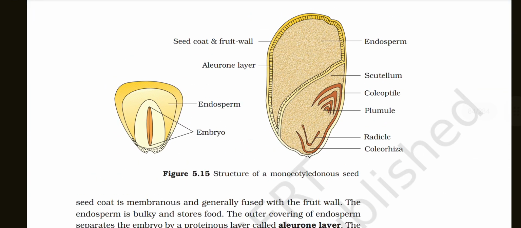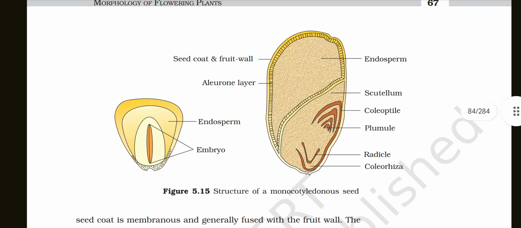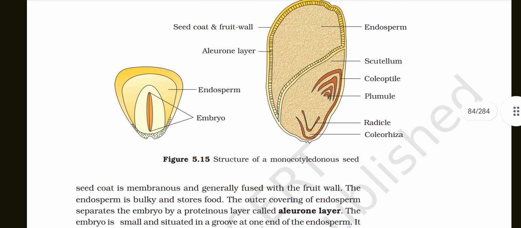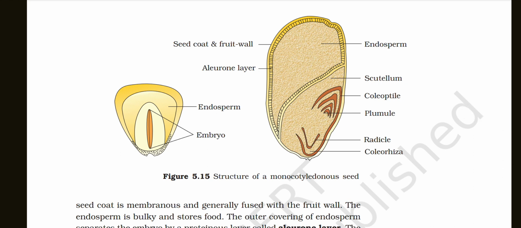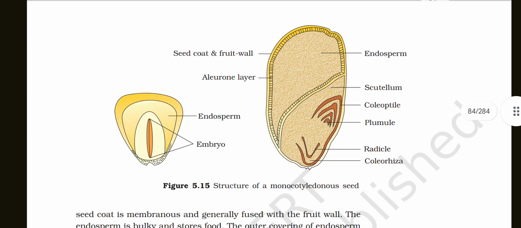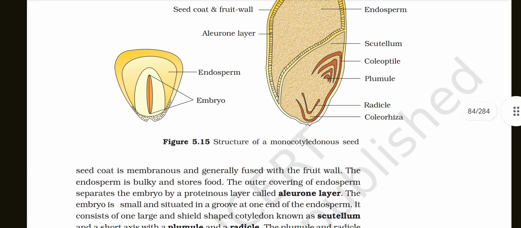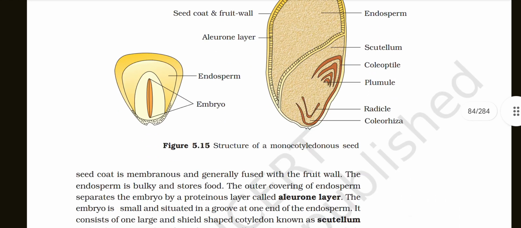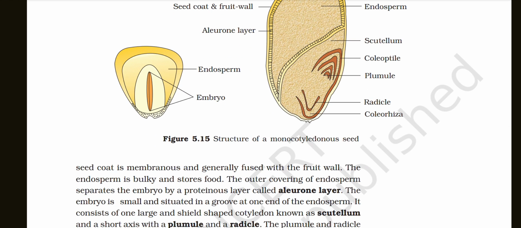In the structure of monocotyledonous seeds, there is the endosperm, and the embryo is present inside the seed coat. The seed coat is generally fused with the fruit wall. The endosperm is separated by a proteinous layer called the aleurone layer. Scutellum, coleoptile, and coleorhiza are the parts of the seed for the plumule and radicle respectively.